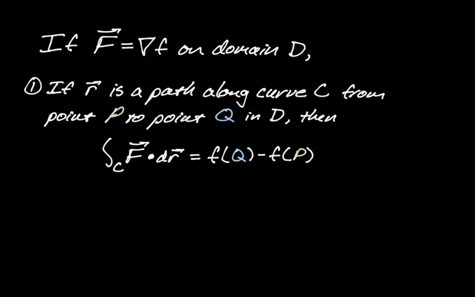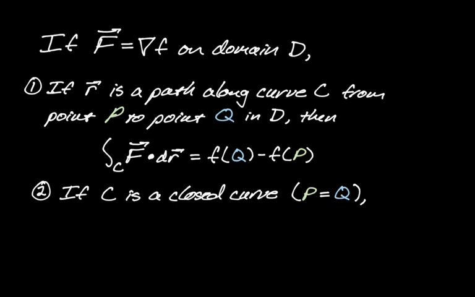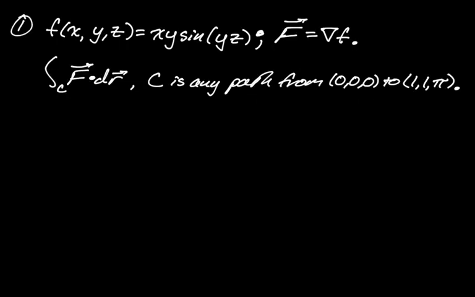And then there's another fun fact about this, which kind of makes sense. If C is a closed curve, meaning that P and Q are the same point, so you just go around that curve and you end exactly where you start, then you have a slightly different notation to show that it's a closed curve, but the integral of F dot dr is going to be equal to 0. But remember, we already said that our vector field F is the gradient of f, our scalar function. So let's do a problem, see how it works.